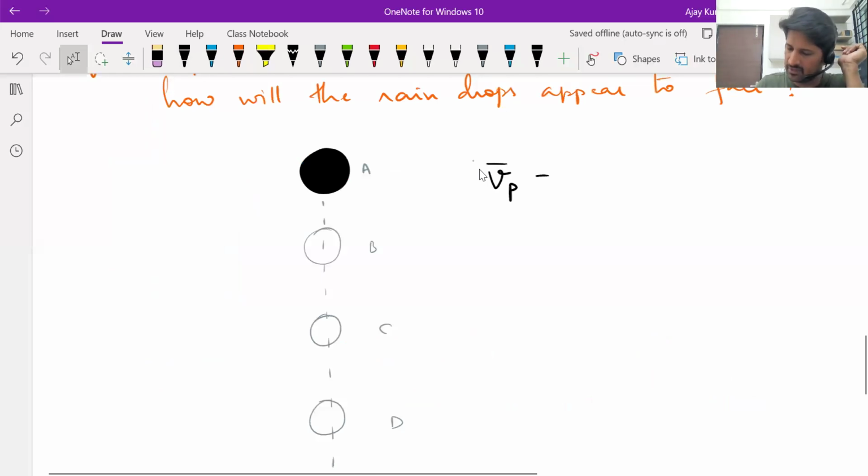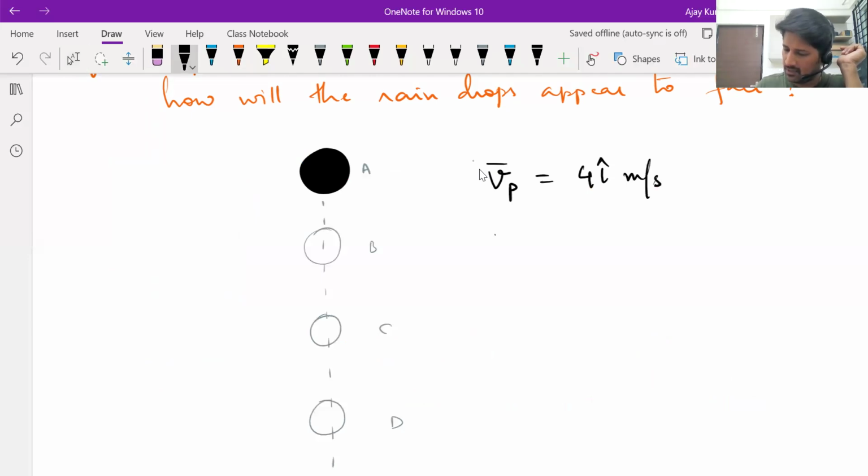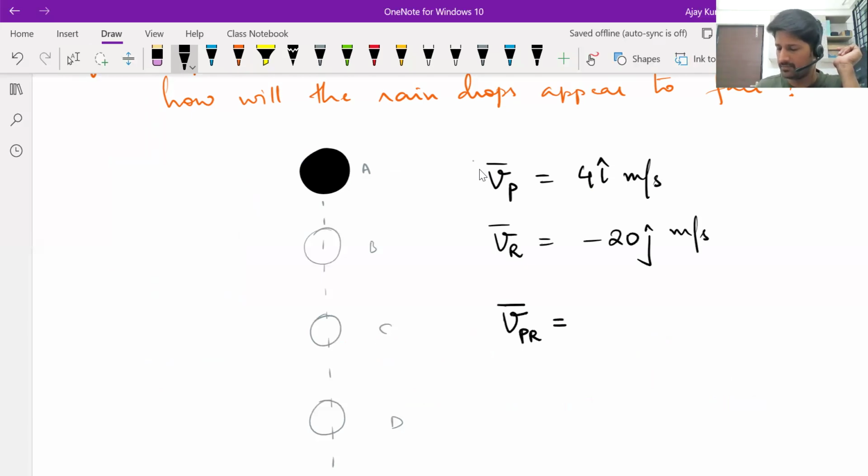Assume velocity of person is 4 i cap meters per second, and velocity of raindrop we already know is minus 20 j cap meters per second. Now the person is observing that raindrop which is falling downwards. Raindrop is falling downwards with respect to ground. Now, if the person moves, then relative to the person, the velocity of the raindrop will be velocity of person minus velocity of raindrop.